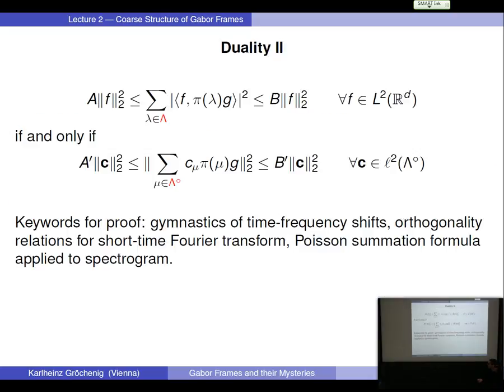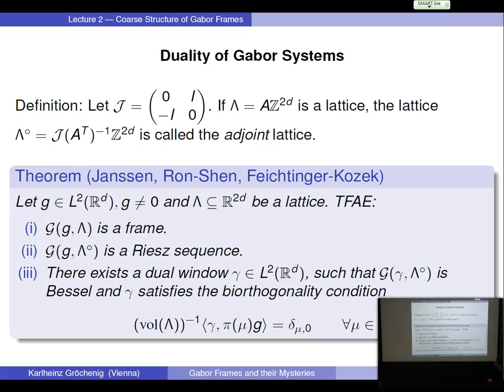Can we find an example where gamma is not Bessel, where this holds but this does not? Well, yes, you can. For example, the Gaussian with critical density. You have a dual window, and you basically have the frame expansion, except that it doesn't hold in L2. That's with Georg Zimmermann.